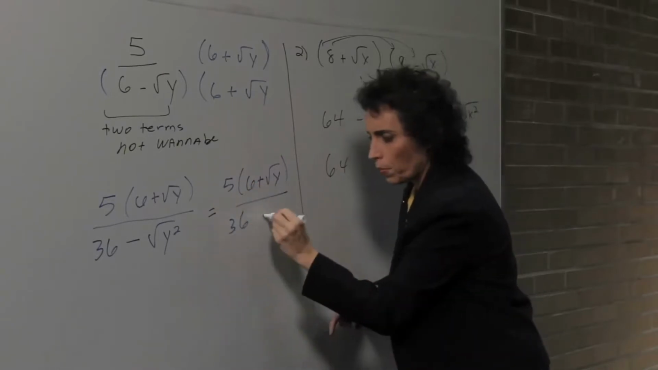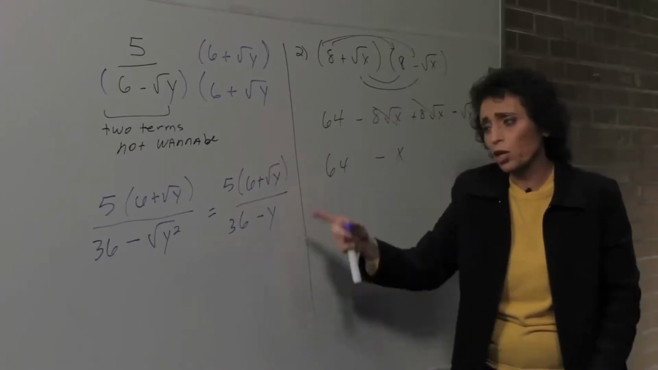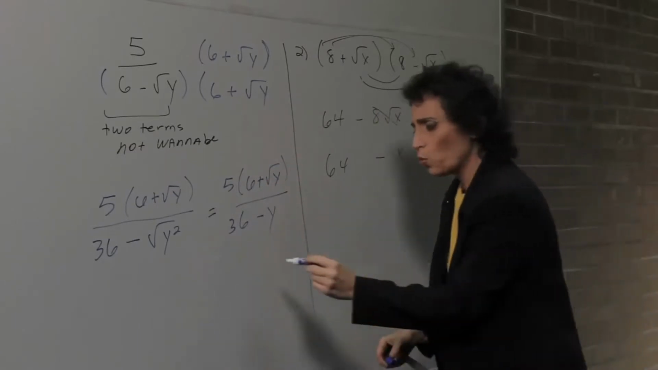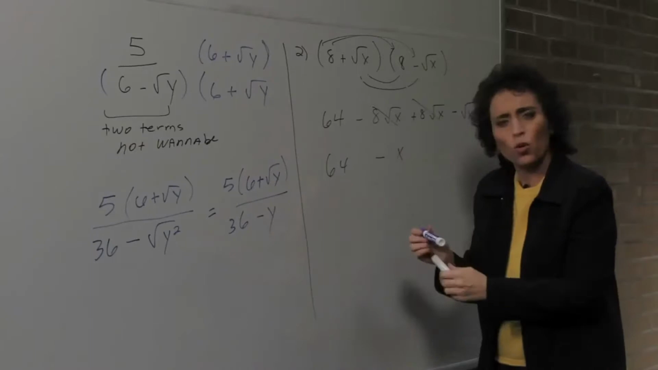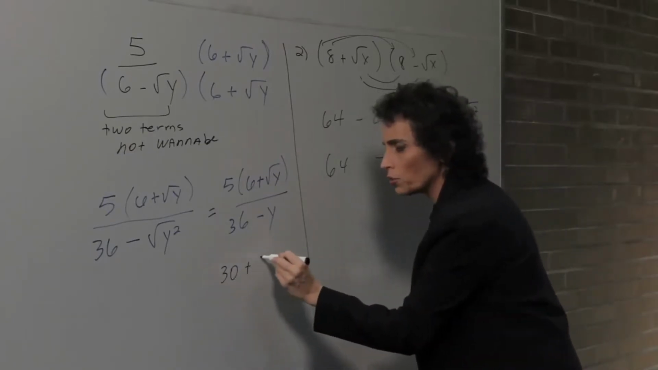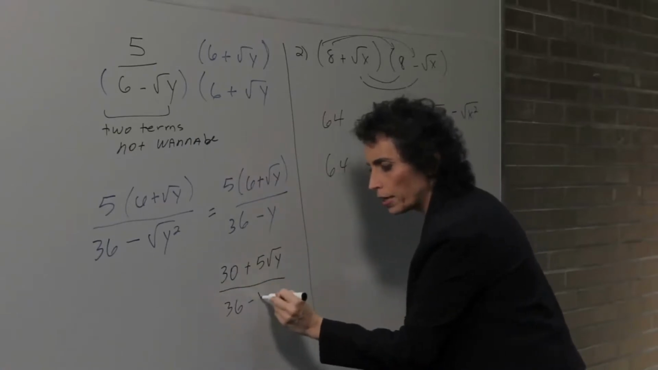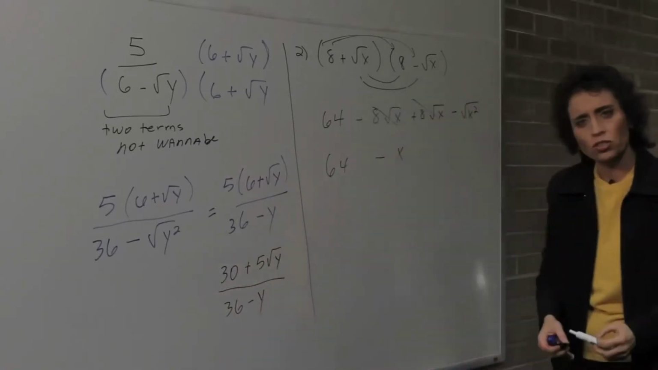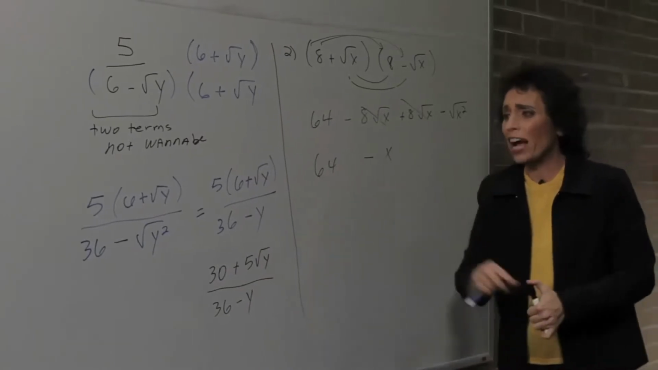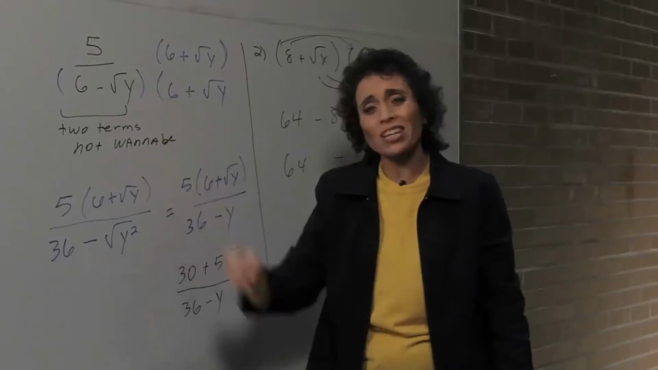So we have 36 minus y. Now this is up to you. You can multiply through or you can leave it just like that. Either way is fine. If you multiply through, you'll get 30 plus 5 square root of y all over 36 minus y. Either answer is acceptable. So now you know how to rationalize the denominator when there's one term, wannabe, or two terms, conjugate.